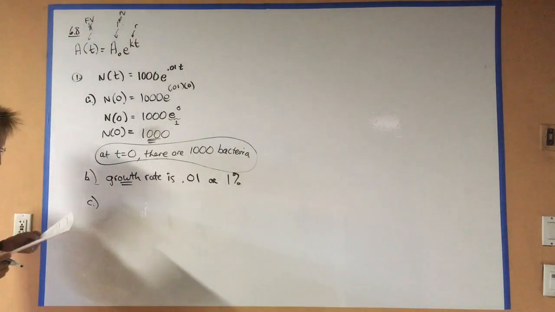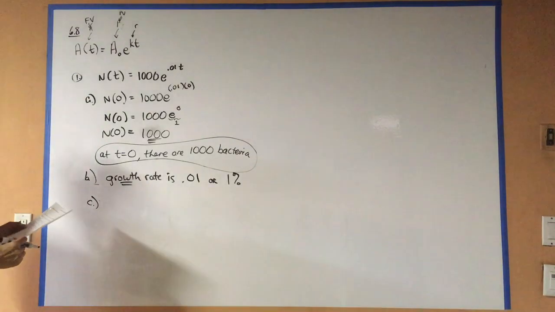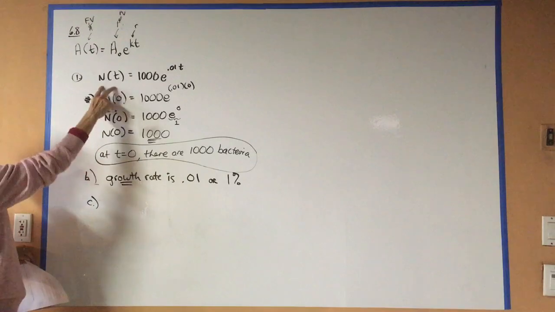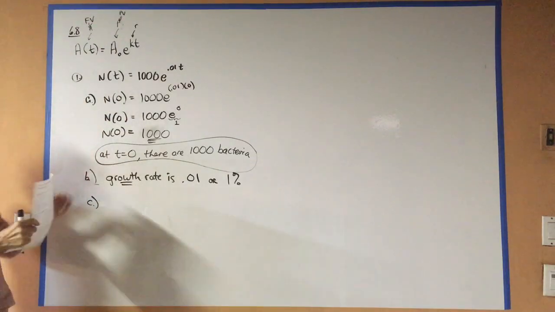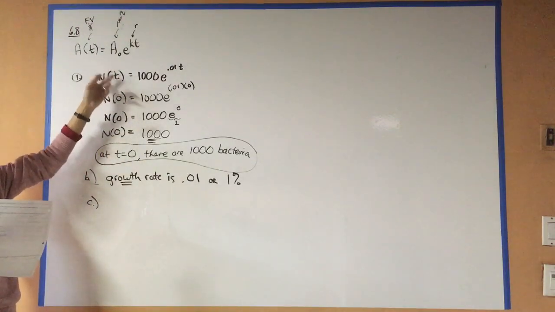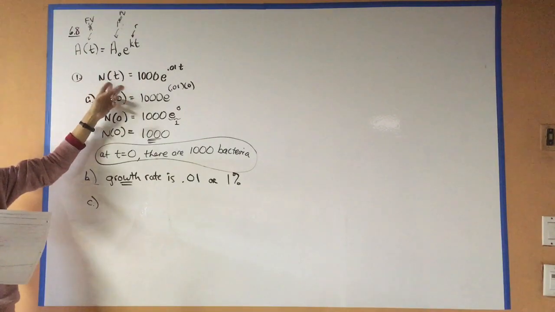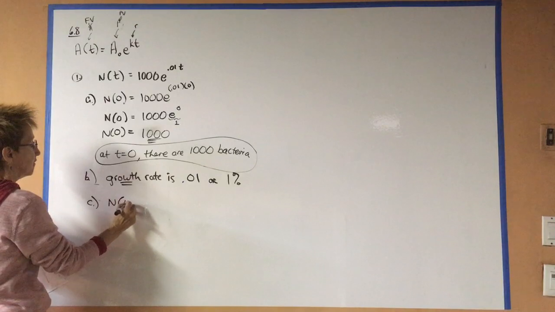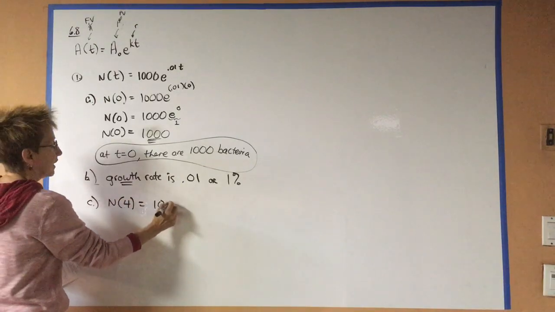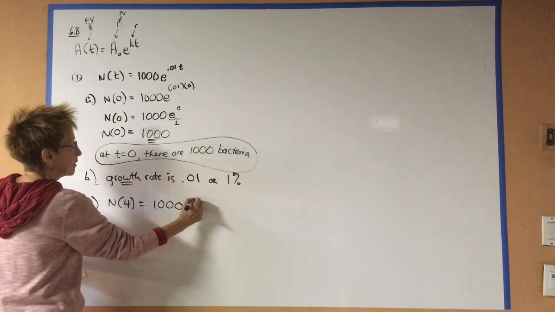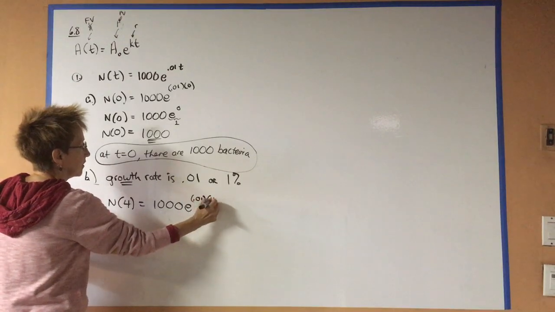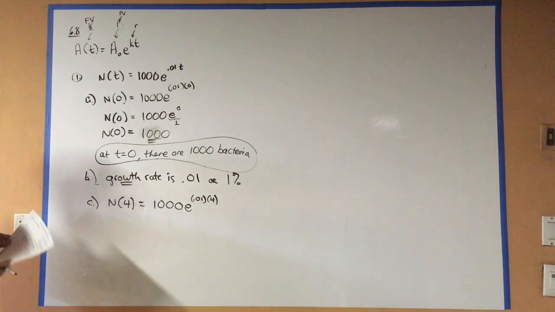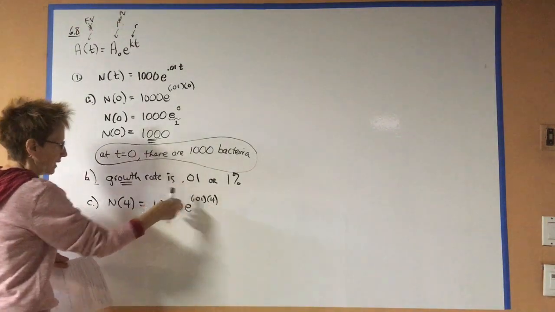So C says, what's the population after 4 hours? Well, here's my formula, right? Now they want to know what's this future value when time is equal to 4. So in other words, we're trying to figure out N of 4 is equal to 1,000 times e to the 0.01 times 4. That's what I've got to go figure out here. Well, I can do this. I just have to put this into my calculator.